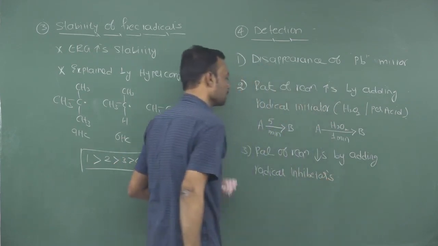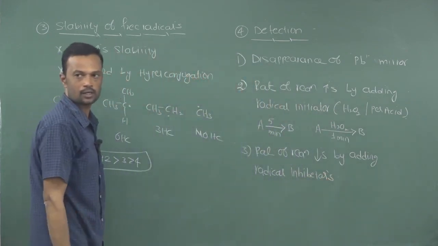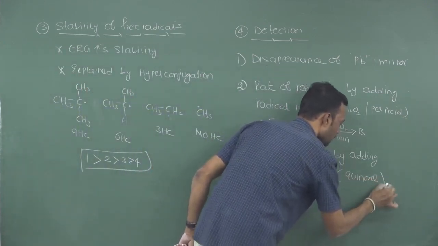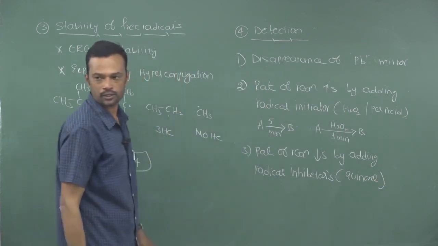If I add radical inhibitors, the rate of reaction decreases. The best radical inhibitor is quinone. If you add carbonyl compounds, the rate of reaction decreases.